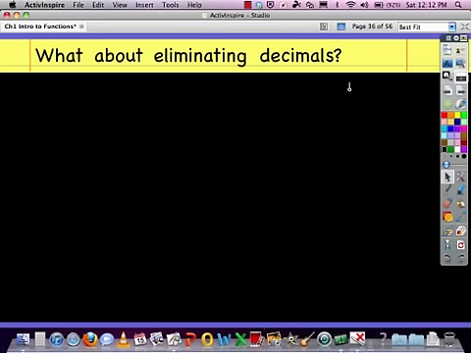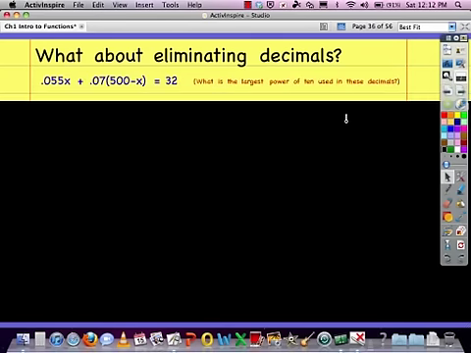You could. But remember, decimals are all based on powers of 10. So to eliminate decimals, you want to be looking at the largest power of 10 in the denominator, think of it that way. Or you could say, what is the furthest place value to the right of the decimal point that you have in your problem? Whatever that is, that place value is what you want to multiply by. So here's our example.